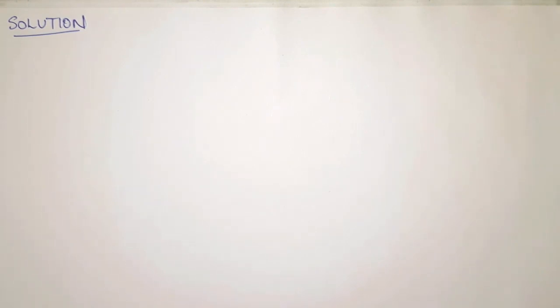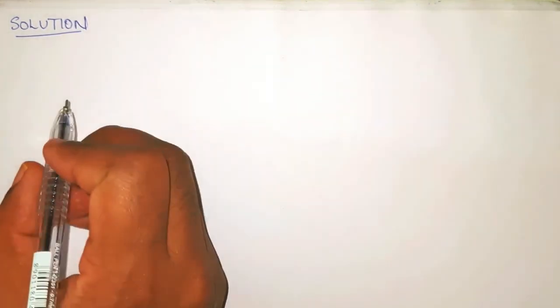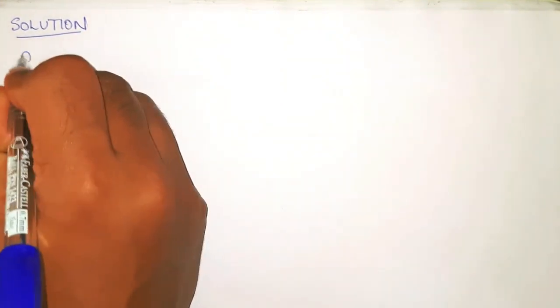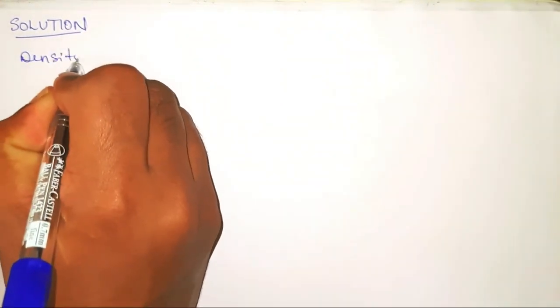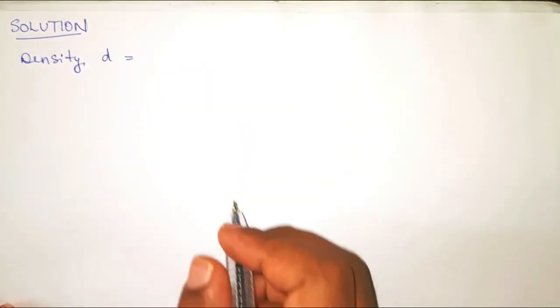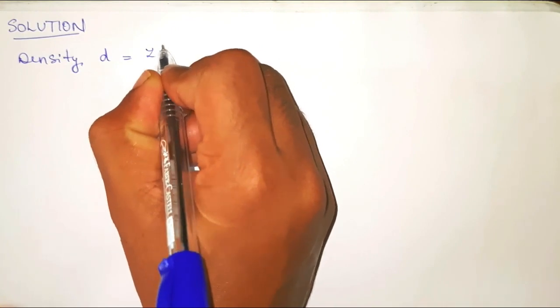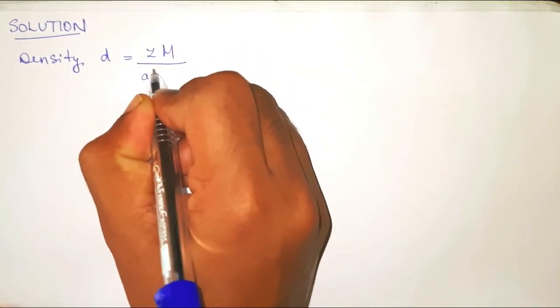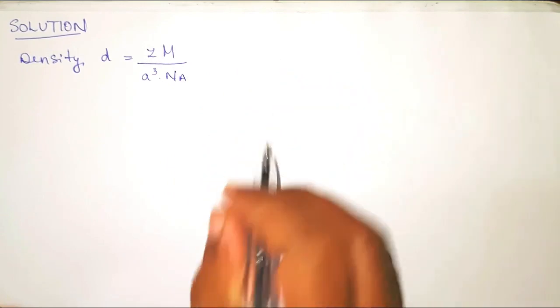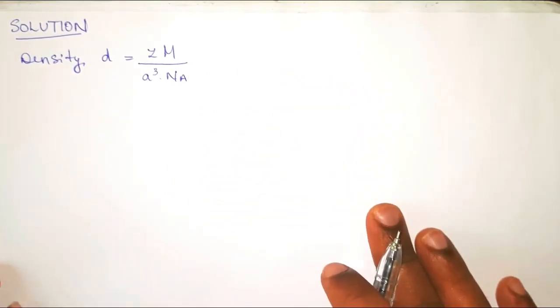And what you need to do is calculate the density of the silver crystal. Since the question asks to find the density of silver, first we'll write the formula. Density D is equal to ZM by a cube Na. Okay, so this is the formula: density is equal to ZM by a cube Na.